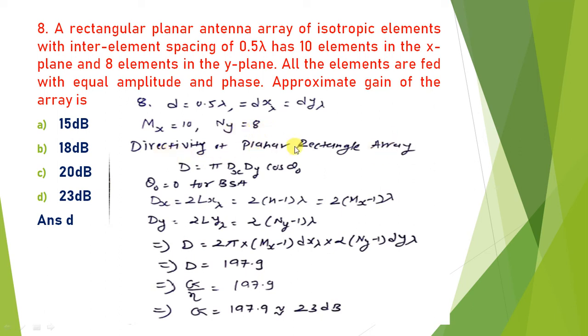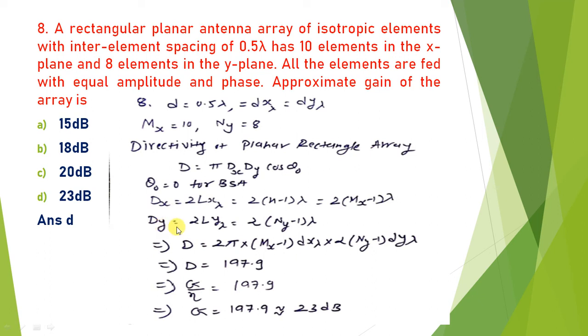Now what is the overall directivity? As we have discussed in previous MCQ, D is equal to pi Dx Dy cos theta 0, and theta 0 is equal to 0 for rectangular planar array. So D is equal to pi Dx Dy. Now Dx, what is Dx? Directivity in x plane is equal to 2 multiplied by L, length of that x array, and L is equal to (n minus 1) d lambda. So Dx is equal to 2 Lx over lambda, so 2 (Mx minus 1) times lambda, where Mx is the number of elements in x direction.